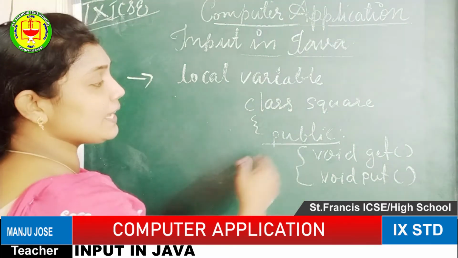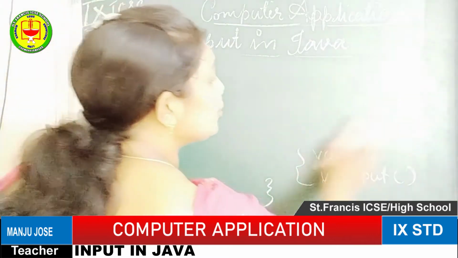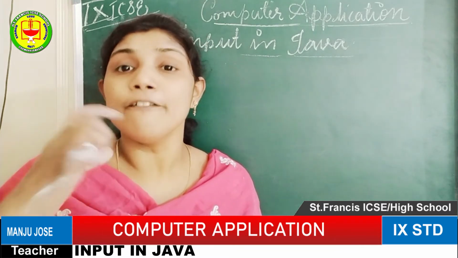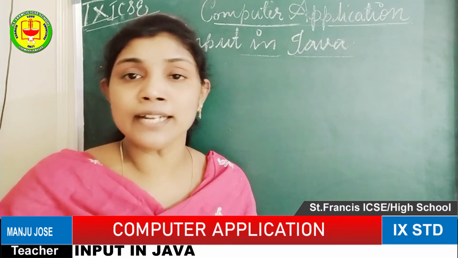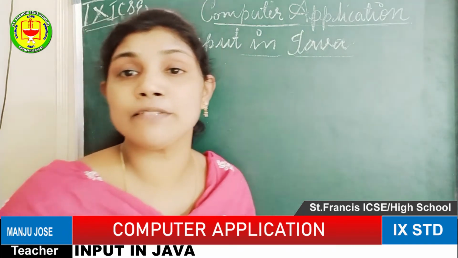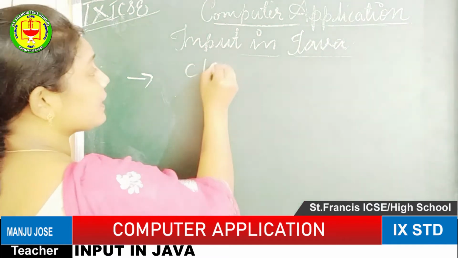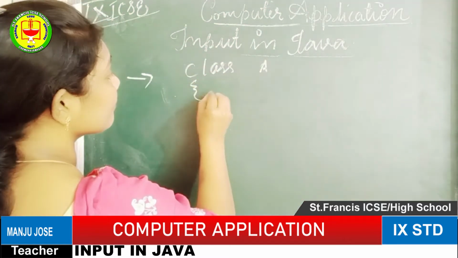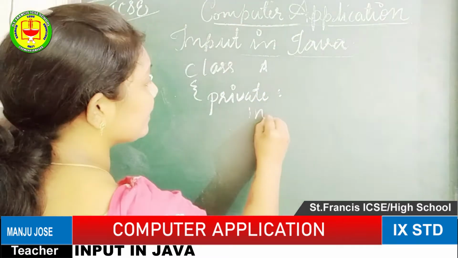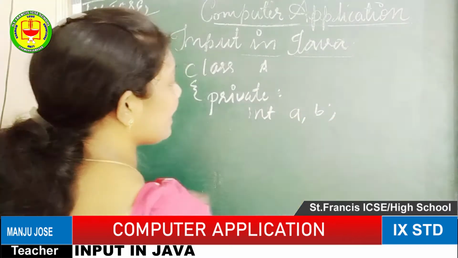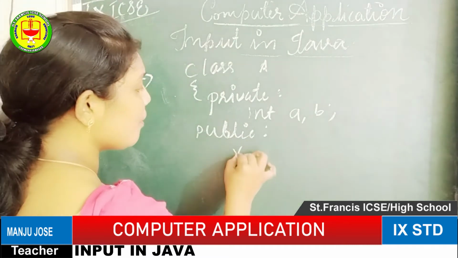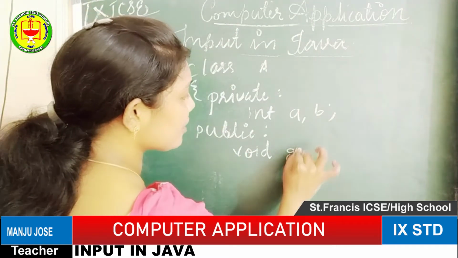Before declaring the member function, we have to use the variables. Common variables, that means for the entire class, however many variables we need to use. That is called a private variable. Each and every class has its own private variables. So here, class A, private, int A and B I have given. Next I declare public, then void get function.